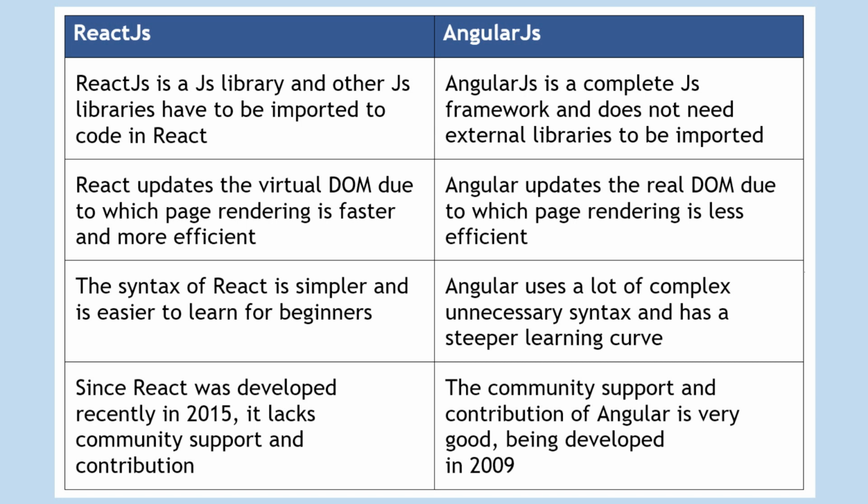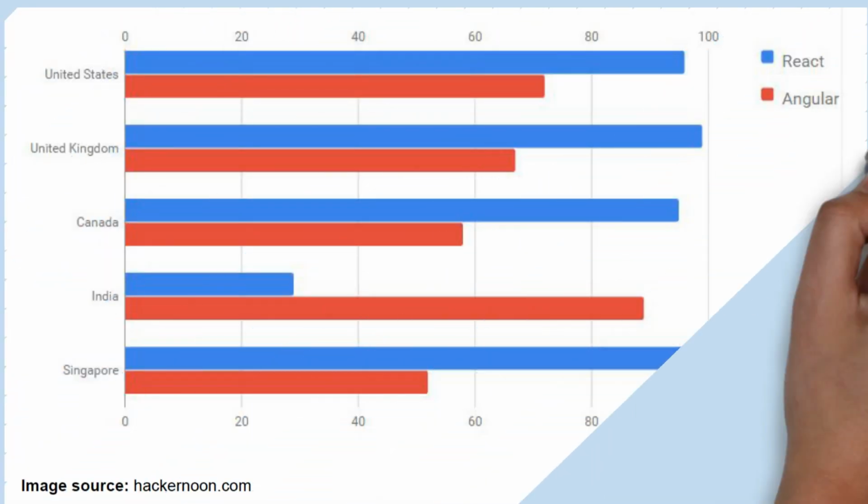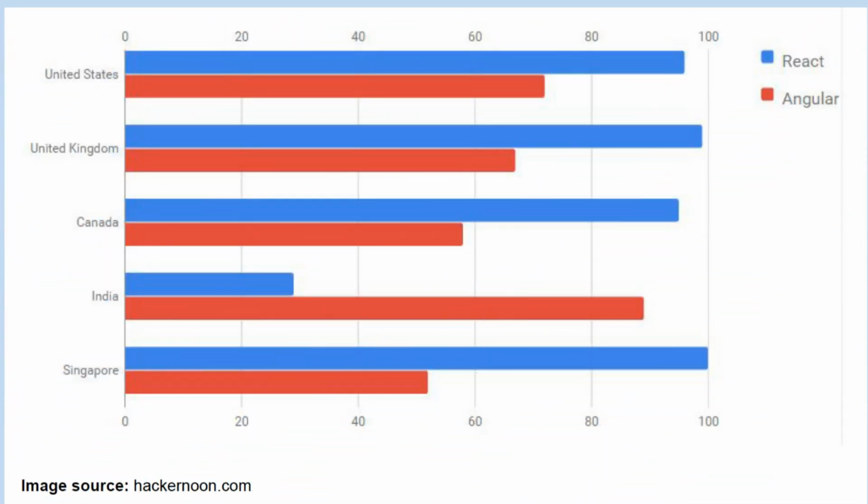Third difference is based on the ease of learning and coding, where React has a simpler syntax and is easier to code than Angular. Fourth difference is important for you if you interact with the developer community a lot and look up to it for support. Since React is comparatively newer than Angular, it does not have a community support as developed as that of Angular. The figure shows international interest in Angular and React.